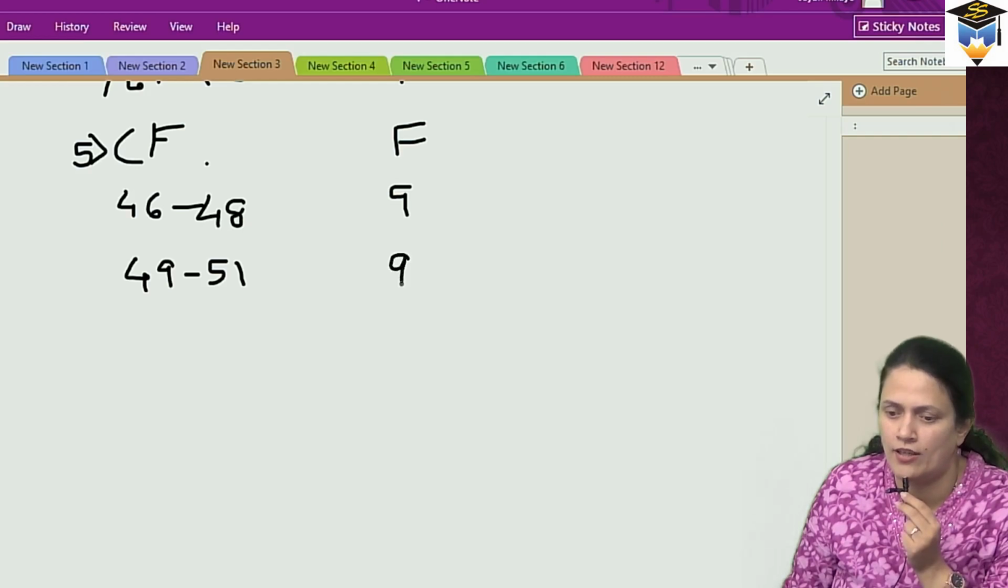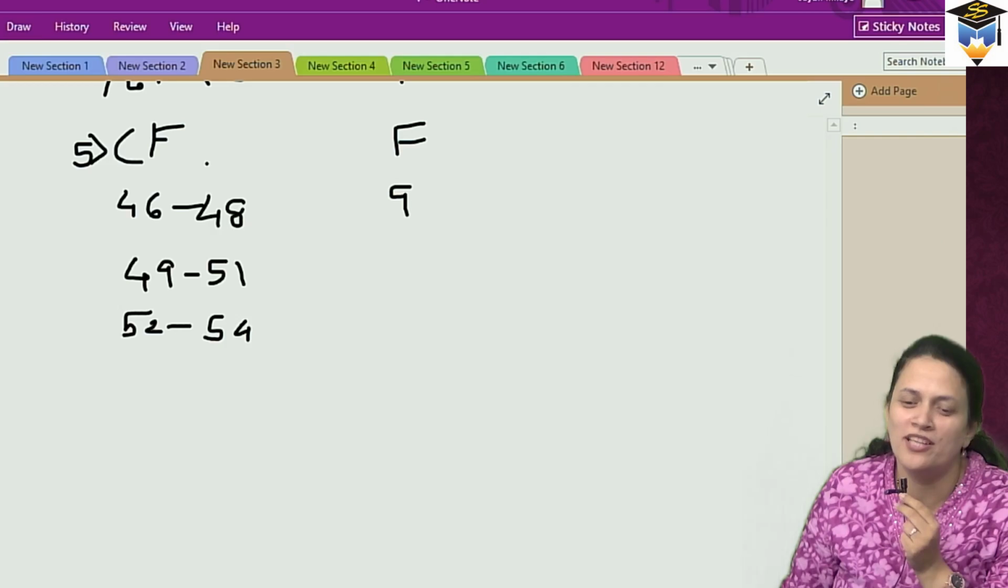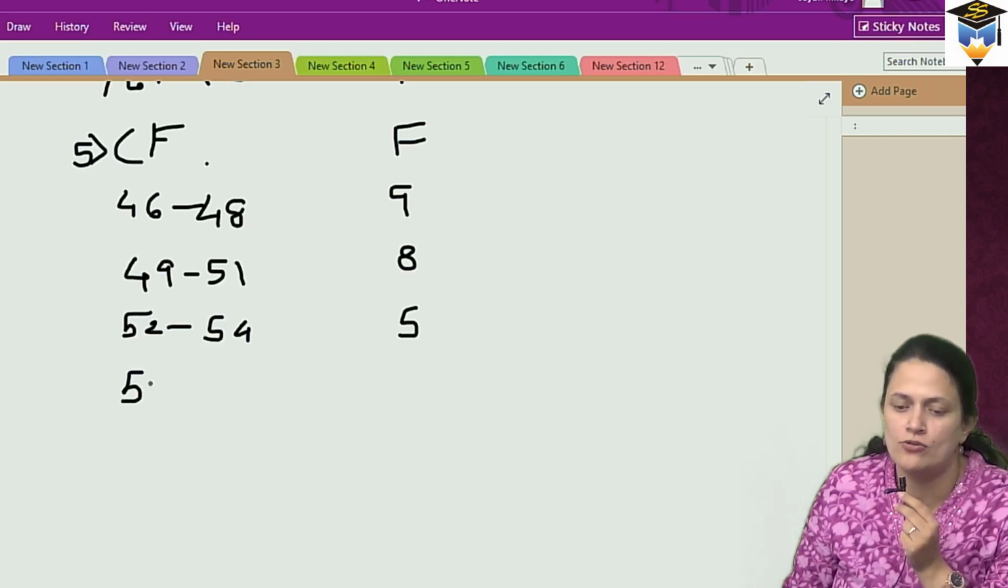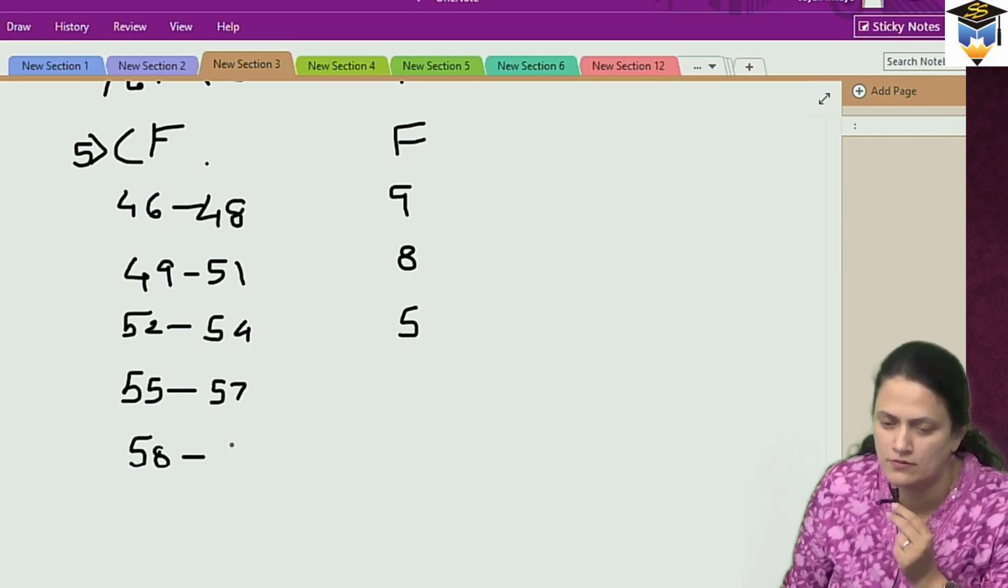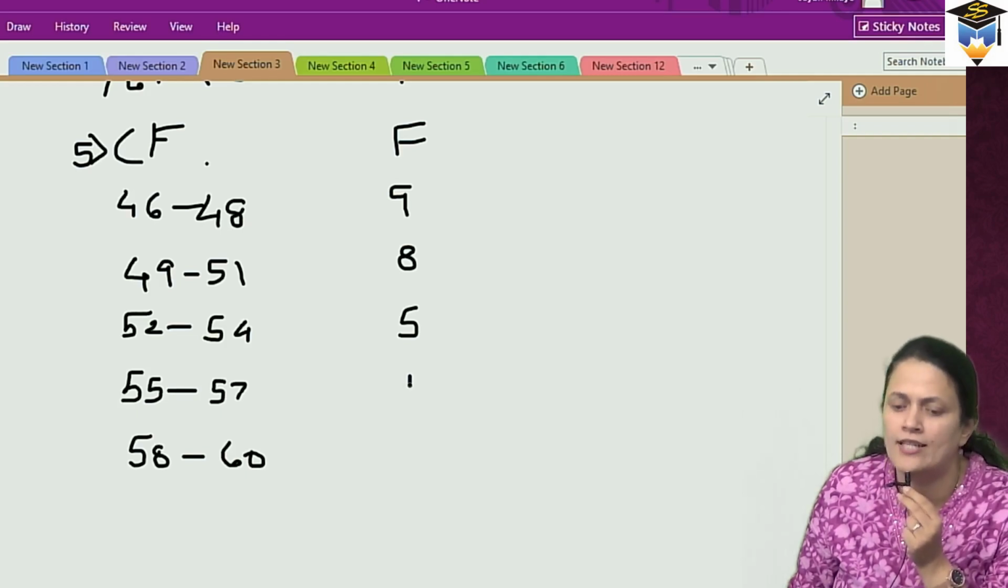That is also 9. Okay. Then 52 to 54, 8 ka 9 hai. Om, kya ab counting main nahi sikha sakta kya? Everyone please do the counting properly. What is 52 to 54? 5. What is 55 to 57? And 58 to 60, right? 58 to 60 is 1. Okay, what is 55 to 57? 1, and 58 to 60 is 2.